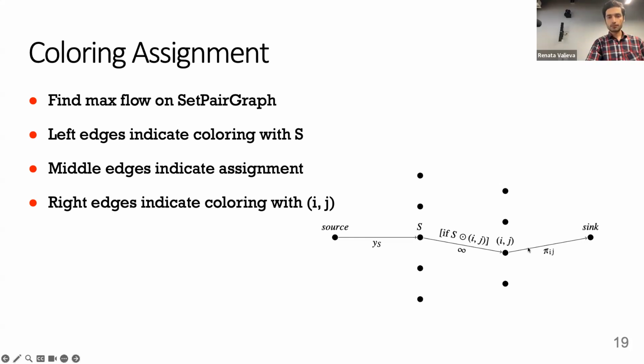And the middle edges are showing the assignment from static coloring to dynamic coloring. So the amount of flow from set S to pair IJ shows that I want to assign the color of S to pair IJ with this amount. And finally, the edge on the right side shows the amount of color assigned to pair IJ, and it won't be more than the penalty of the pair IJ. The constraint that we wanted is satisfied here.